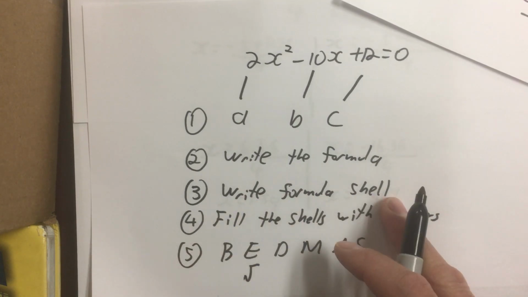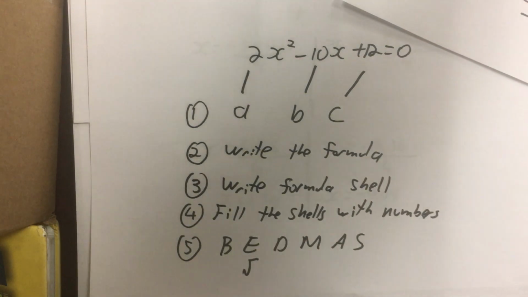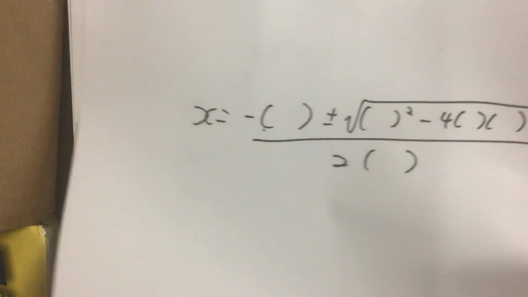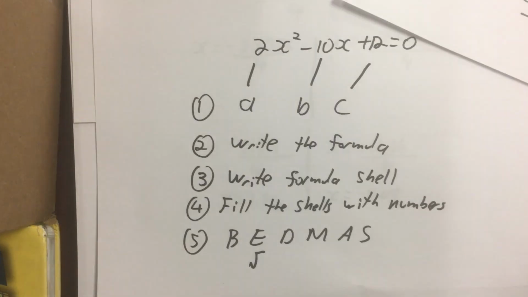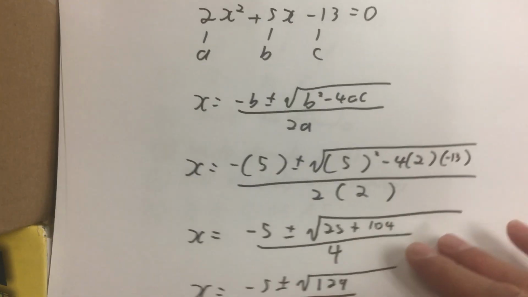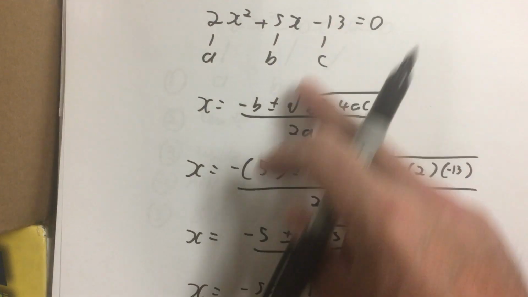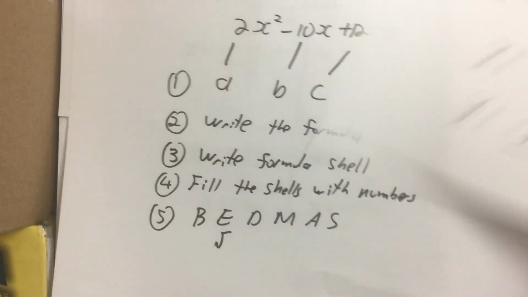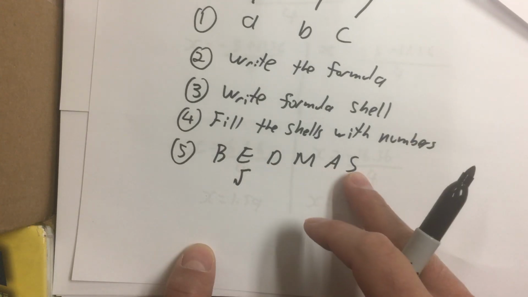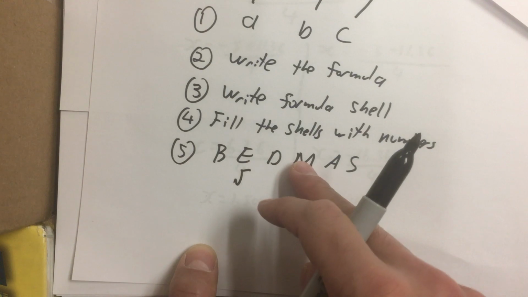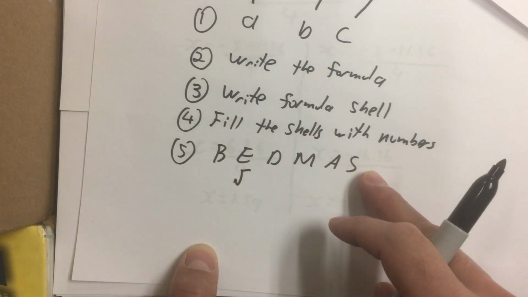Write a formula shell. If you write out a formula shell, this will help you get all of the numbers into the right spot. Fill the shell with the numbers. So very carefully, take your A, B, and C and put them in all their appropriate spots in the shell. And then finally, apply BEDMAS. Brackets, exponents, that includes square roots, division, multiplication, addition, subtraction.